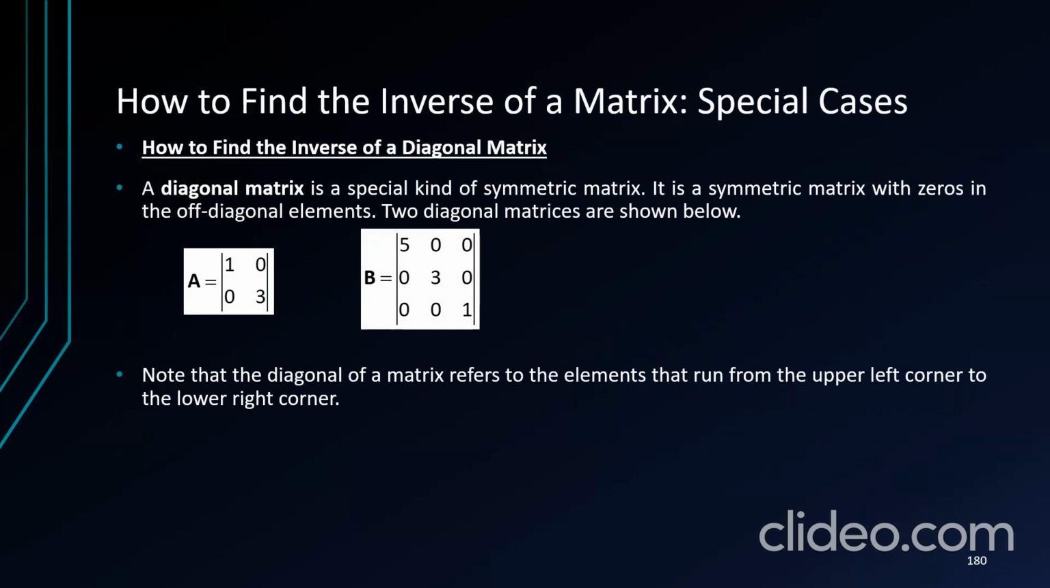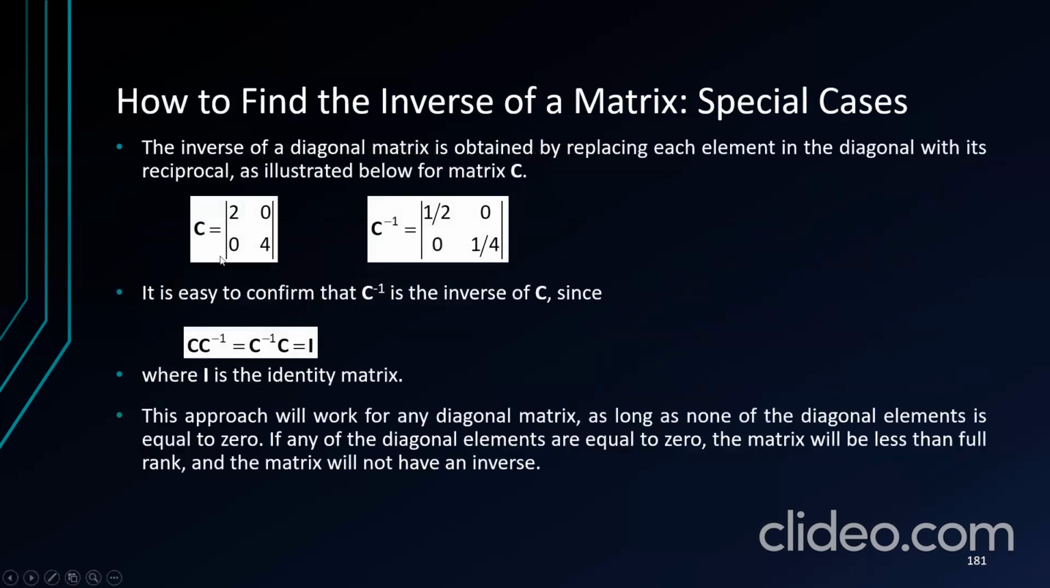So, two diagonal matrices are shown below. A, 1, 0, 0, 3. Matrix B, 5, 0, 0, 0, 3, 0, 0, 0, 1. Note that the diagonal of a matrix refers to the elements that run from upper left corner to the lower right corner. Pag ganun. So the inverse of a diagonal matrix is obtained by replacing its elements in the diagonal with their reciprocal. Ayan. As illustrated below for matrix C. So yan, ito 1 over 2, 0, 0, 1 over 4.